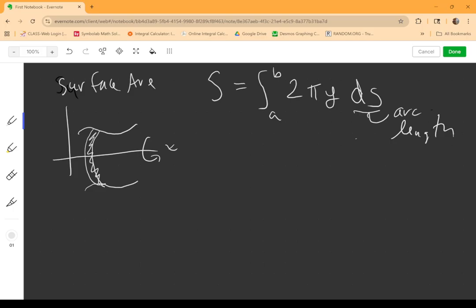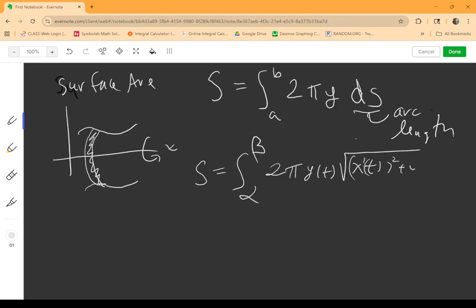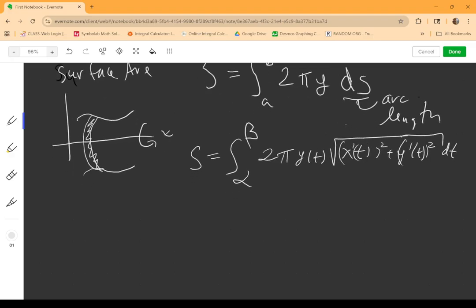We can just switch out the formula that we previously had when we had functions of x and use the parametric formula, and y we will think of in terms of t, right? Now here, I'll just change the notation of the variables just to make it a point that these alpha beta are in terms of t. The square root of x prime of t squared plus y prime of t squared dt. All right, so this will be our surface area formula.